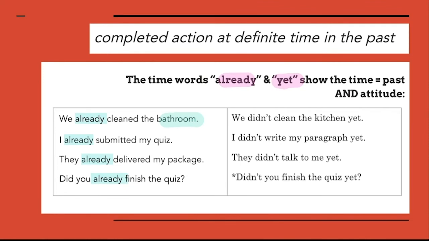Notice that the time word already needs to be just before the verb if you want to move it inside the sentence, right next to the verb. Otherwise, it can be at the end of the sentence. Yet should always be at the end of the sentence. So if you try to move it, we didn't yet clean the bathroom, does not sound good in American English. I didn't yet write, they didn't yet talk to me, all of those sound bad.